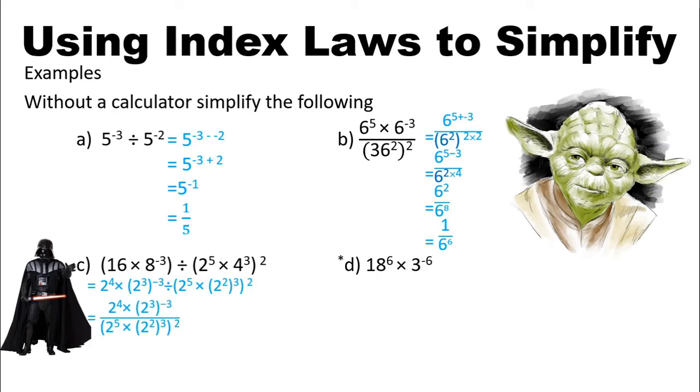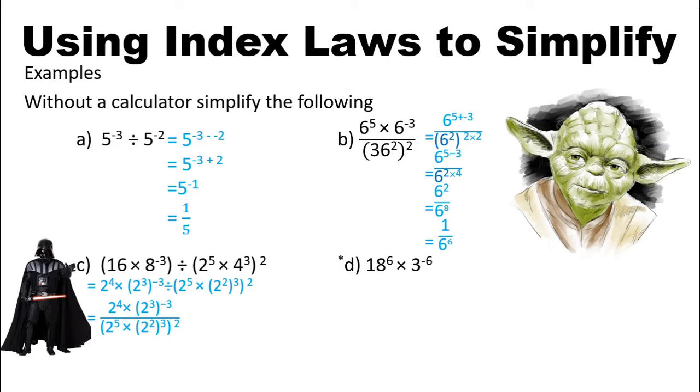That way I don't have the bracket confusion. So I've got 2 to the power of 4 times 2 to the power of 3 to the power of negative 3 as the numerator, and that's being divided by 2 to the power of 5 times 2 to the power of 2 to the power of 3, all of that to the power of 2. This is a mouthful, so let's simplify this. Using our power of a power law, we can multiply our indices.